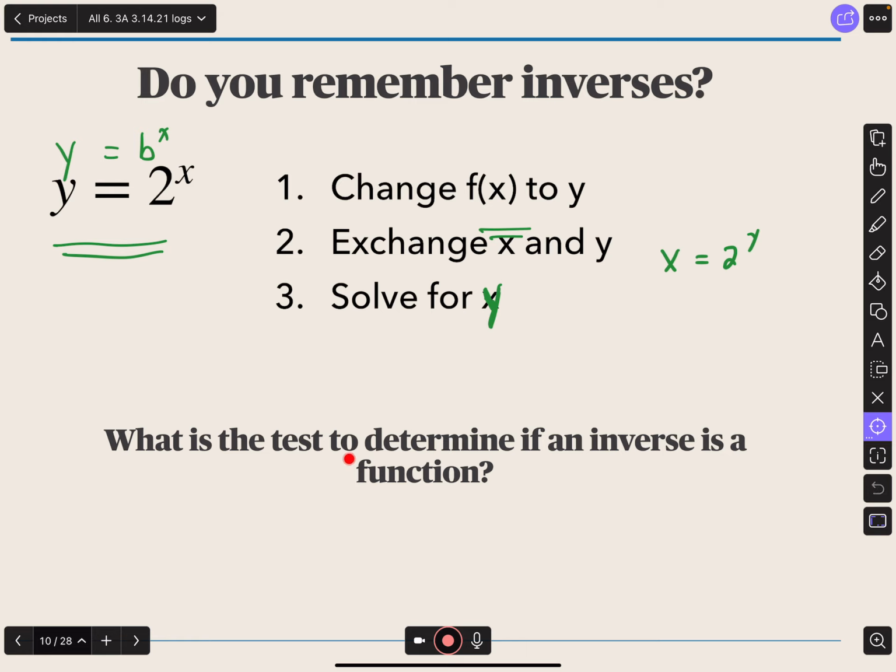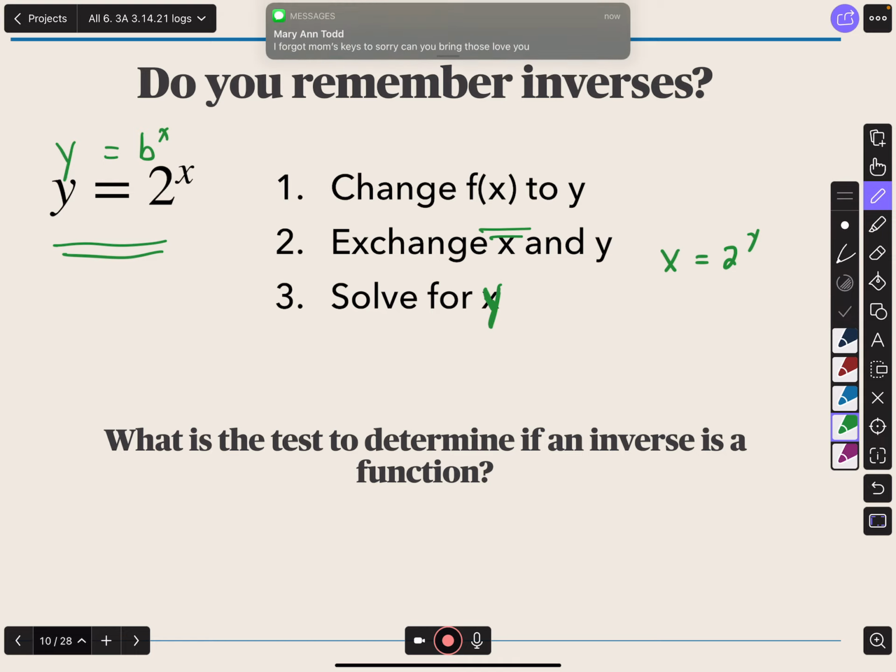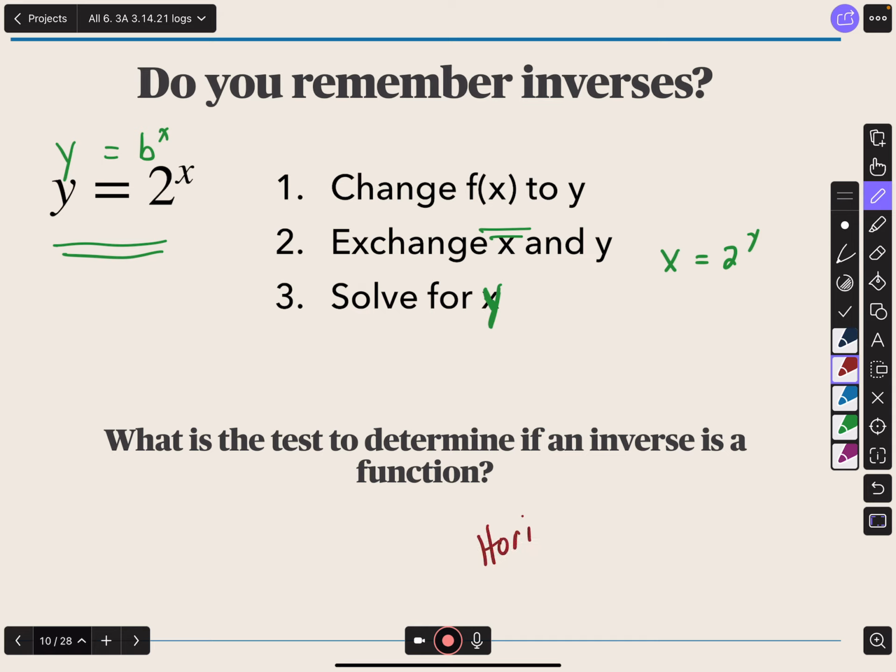But if you remember, when we were doing inverses, one of the things we asked on our quizzes and tests and things we looked at in class was how do you determine if an inverse is a function? Okay, we can find an inverse, but is it a function? If we remember that method, it is called the horizontal line test. And that will tell us if this function here has an inverse. So I'm going to graph it here for us.